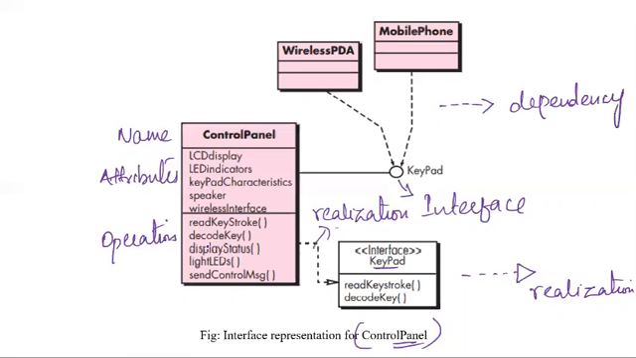Now realization relationship means this control panel is going to have these operations. These operations cannot be executed until the keystroke is being read. That is, the control panel executes the other part. So you need to read each and every keystroke, and you also need to decode each and every key. So there's the interface representation for control panel. This is your interface representation. There's a dependency relationship and the realization relationship.